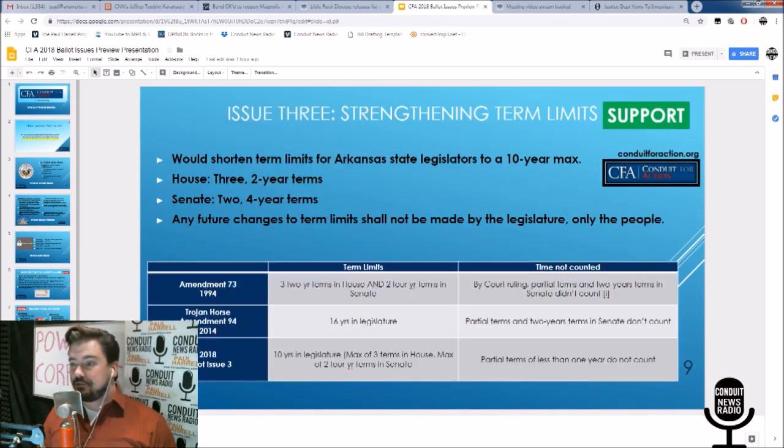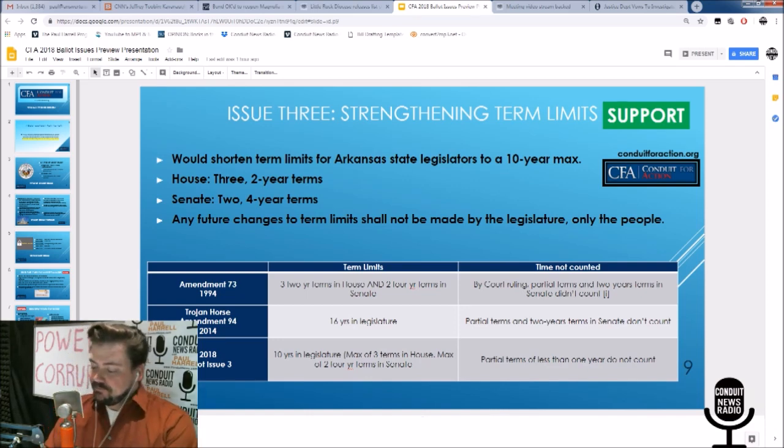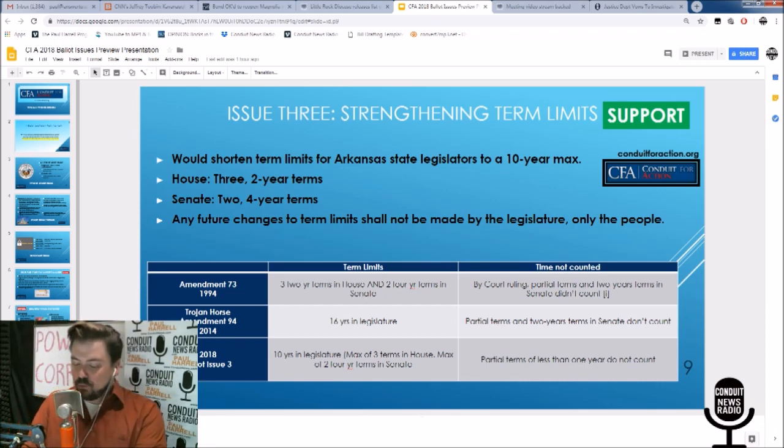So after you vote on issue 2, for or against, you'll then move down to issue 3, which is a little bit more controversial, to say the least. Issue 3, strengthening of term limits. This would shorten term limits for Arkansas state legislators to a 10-year max. House would be 3 2-year terms. The Senate would be 2 4-year terms. And any future changes to the term limits shall not be made by the legislature, only by the people in an initiated, signature gathering effort, if you will.